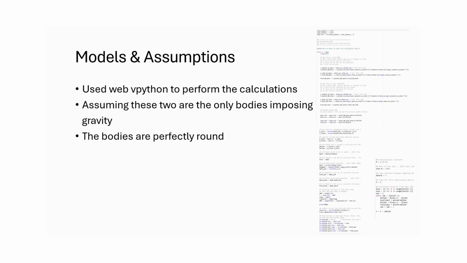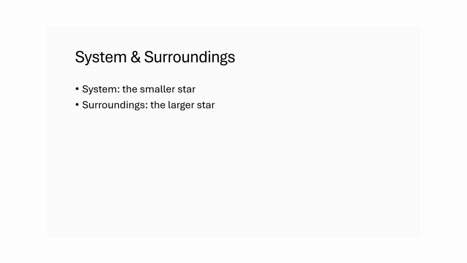For the models and assumptions, I used WebPython to perform calculations, and I assumed that these two bodies were the only things imposing any forces in the system. Nothing else was happening, and the bodies are perfectly round, so the mass is equally spread out through the bodies, to make sure that there are no difficult calculations that we don't really know how to do. As for the system and surroundings, the system is the smaller star, and the surroundings is the larger star, which is imposing the forces.